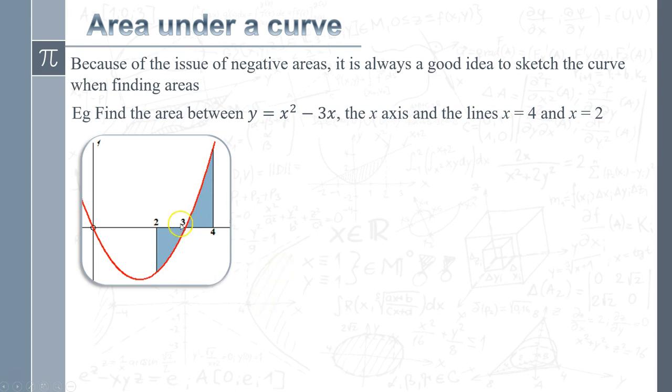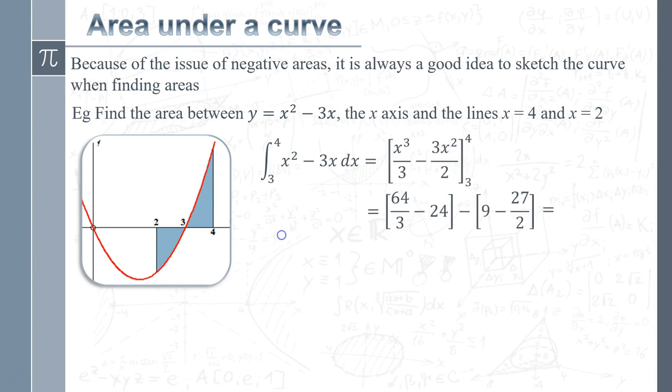I've already done the work to find that point there, the point of intersection. We can get it from here: putting this equals 0 gives us a point of intersection of 3. So we need to evaluate between 4 and 3. Let's get that done, which is 11/6. Evaluate between 3 and 2. Let's get that bit done.